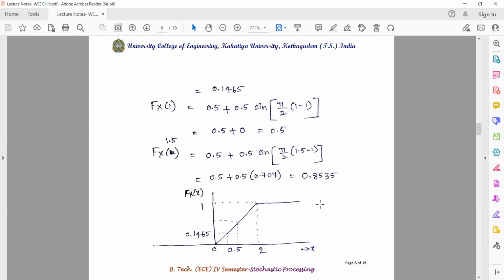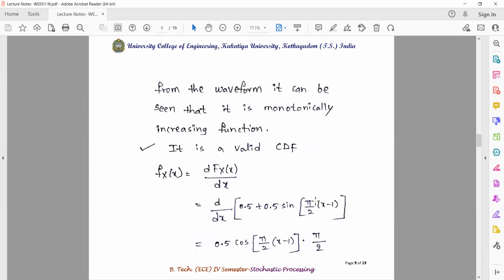And it can be seen from the figure, it is a monotonically increasing function. Its Fx of x is a monotonically increasing function. So from the waveform, it can be clearly seen that it is a monotonically increasing function. So it is a valid CDF. Alternatively, I can do it again by evaluating the corresponding PDF.